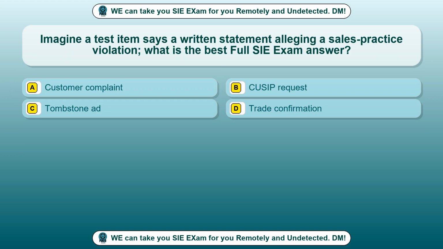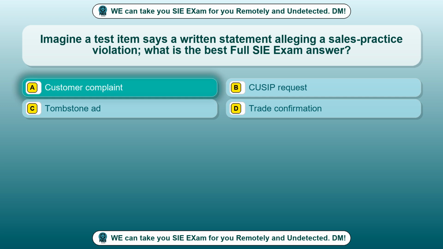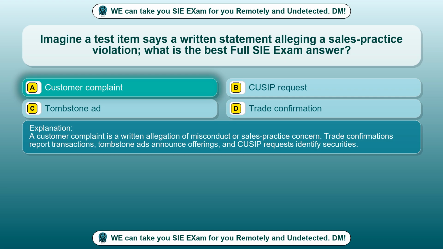Question 71. Imagine a test item says a written statement alleging a sales practice violation. What is the best full SIE exam answer? Option A, customer complaint. Option B, QZIP request. Option C, tombstone ad. Option D, trade confirmation. The correct answer is option A, customer complaint. A customer complaint is a written allegation of misconduct or sales practice concern. Trade confirmations report transactions, tombstone ads announce offerings, and QZIP requests identify securities.